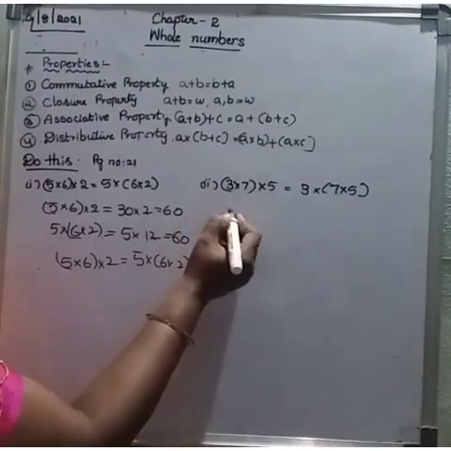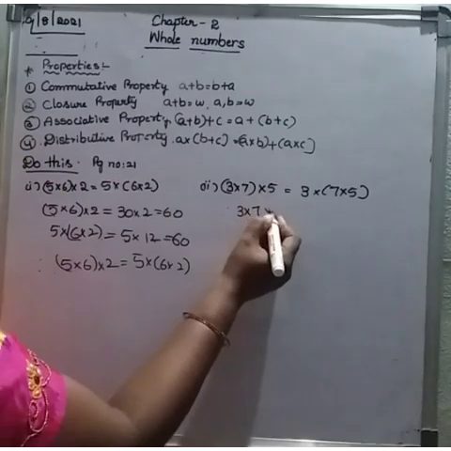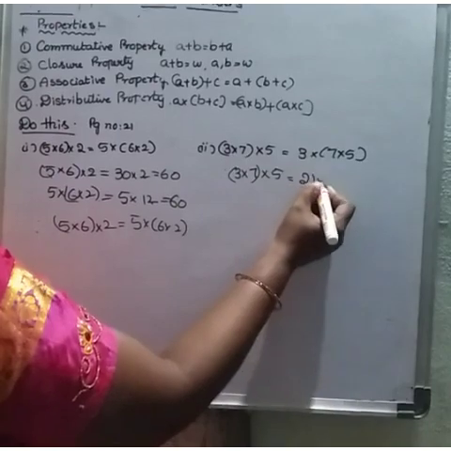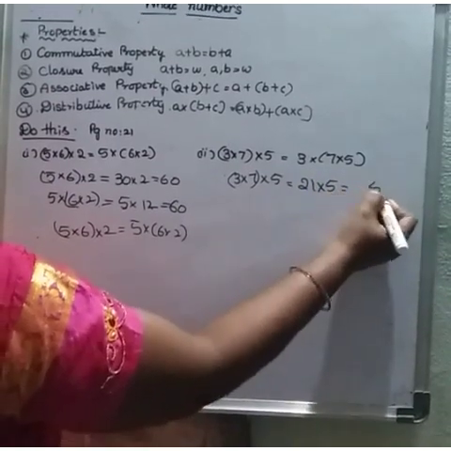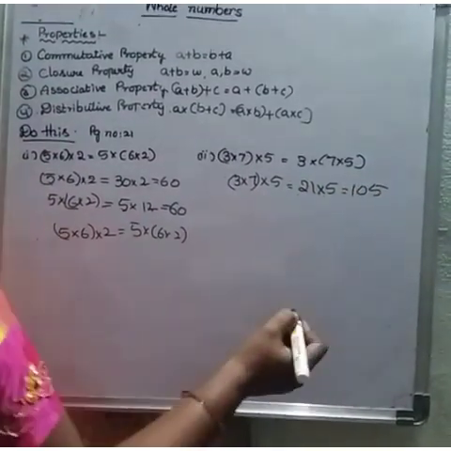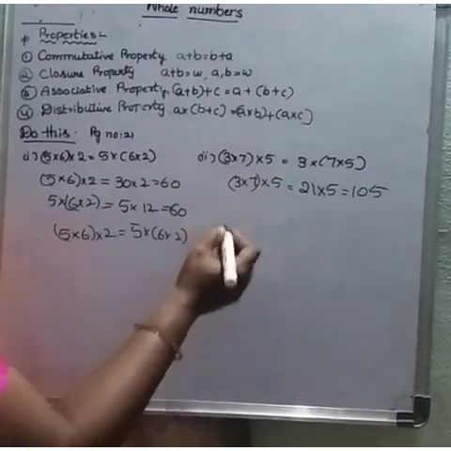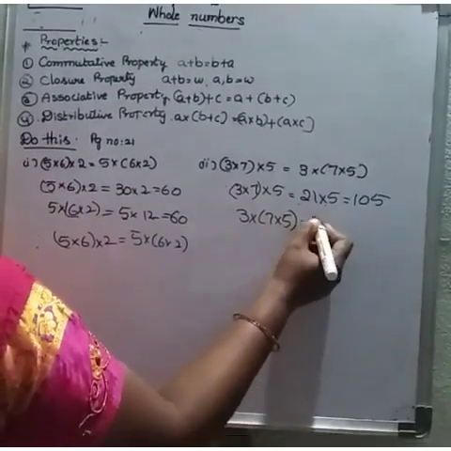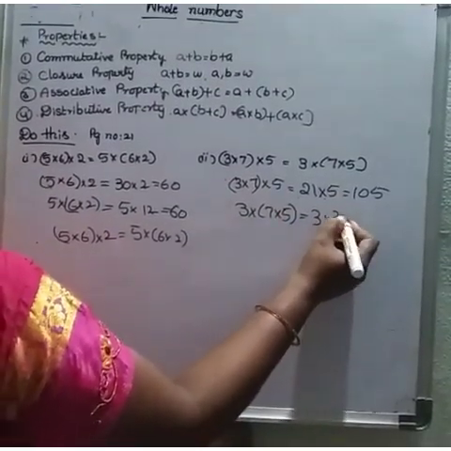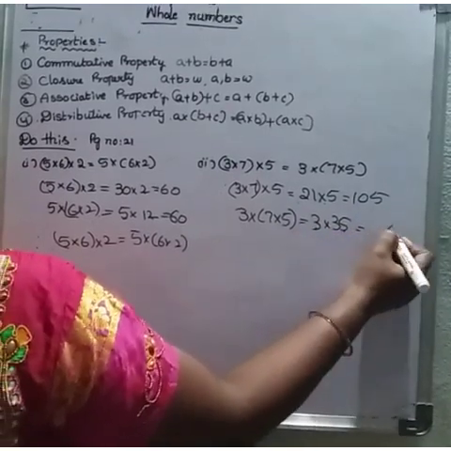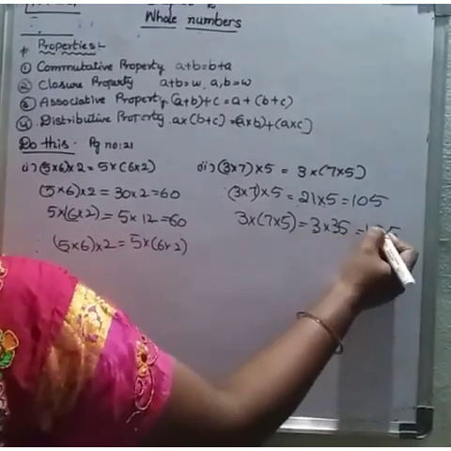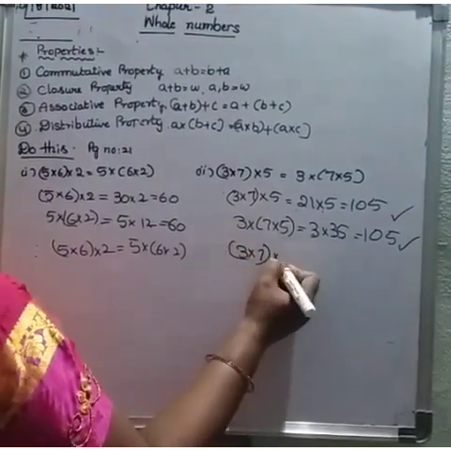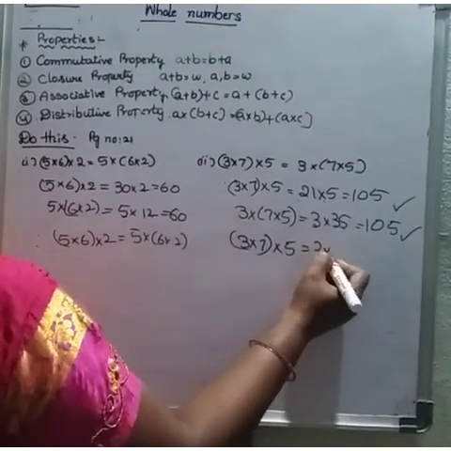Next, second one. 3 into 7 into 5. 3 into 7 is 21, 21 into 5: 5 ones are 5, 5 twos are 10, so we get 105. Next, 3 into 7 into 5: 7 fives are 35, 3 fives are 15, 3 threes are 9, 9 plus 1 is 10. Both are equal now. So 3 into 7 into 5 is equal to 3 into 7 into 5.